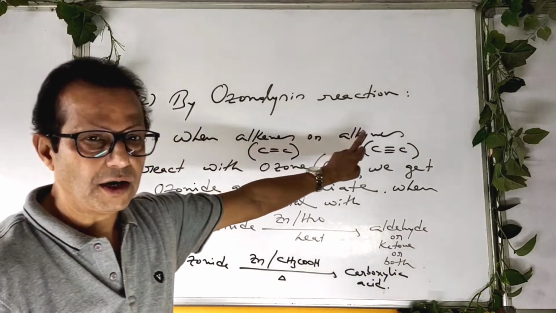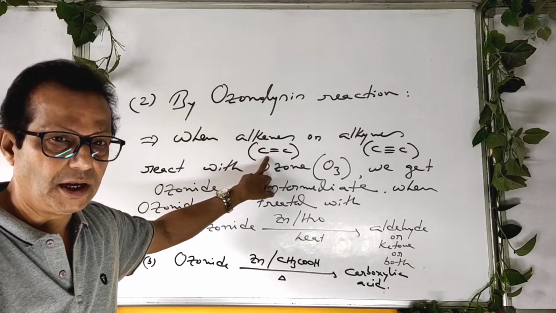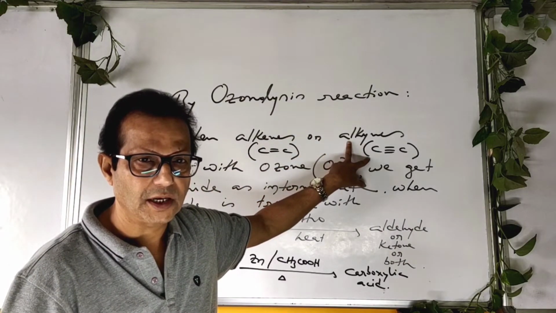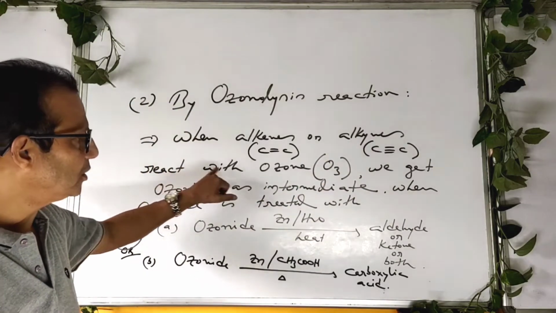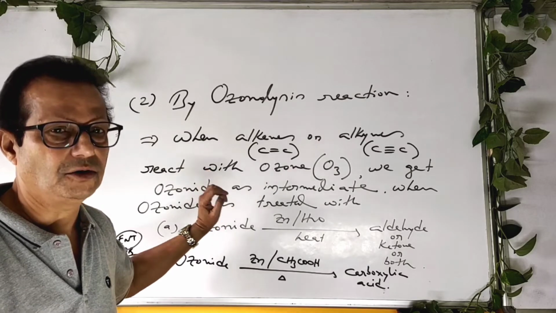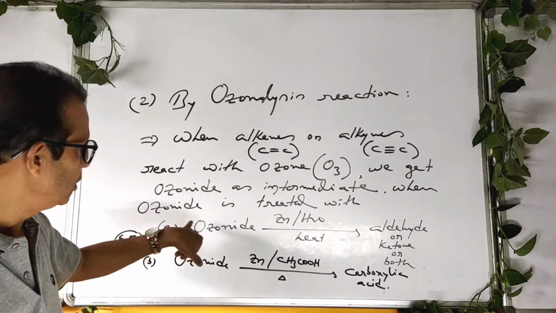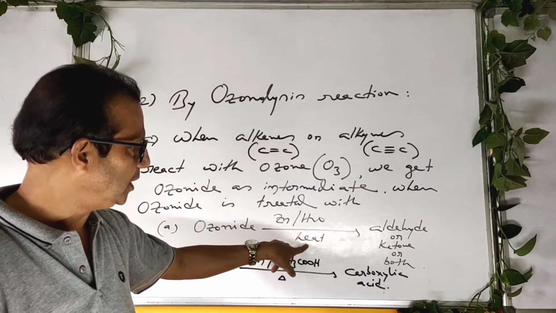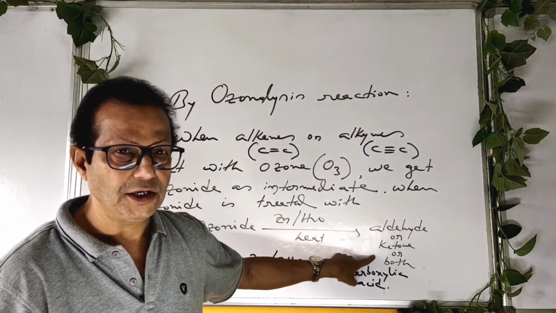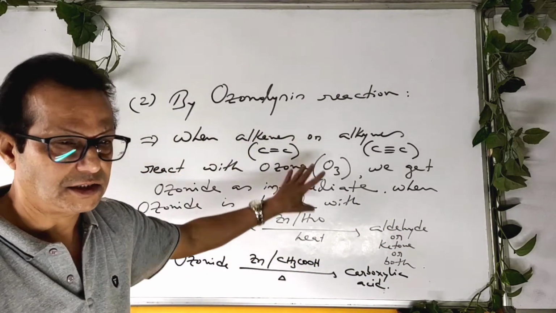When alkenes or alkynes react with ozone, we get an unstable intermediate called ozonide. Compounds containing carbon-carbon double bonds are alkenes and compounds containing carbon-carbon triple bonds are alkynes. Now two options. When ozonide is heated with a mixture of zinc and water, we get aldehydes or ketones or sometimes both, depending on the nature of the alkenes or alkynes used.